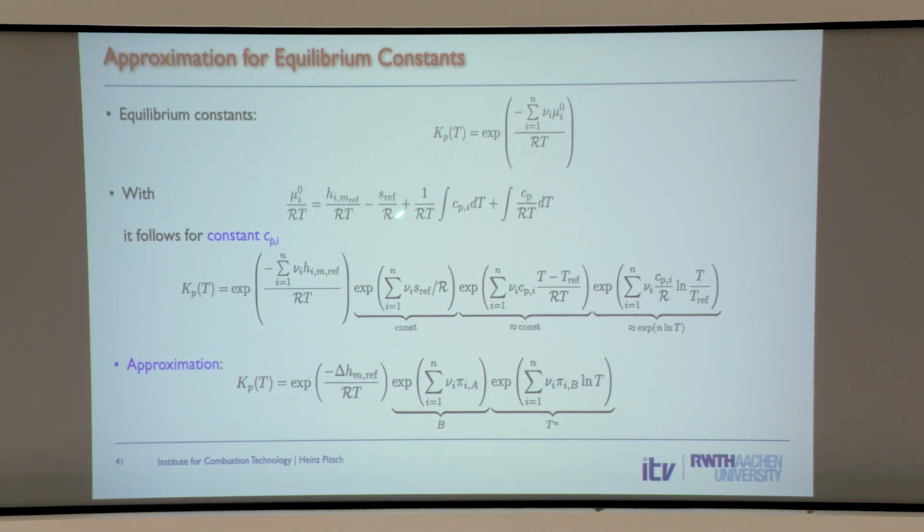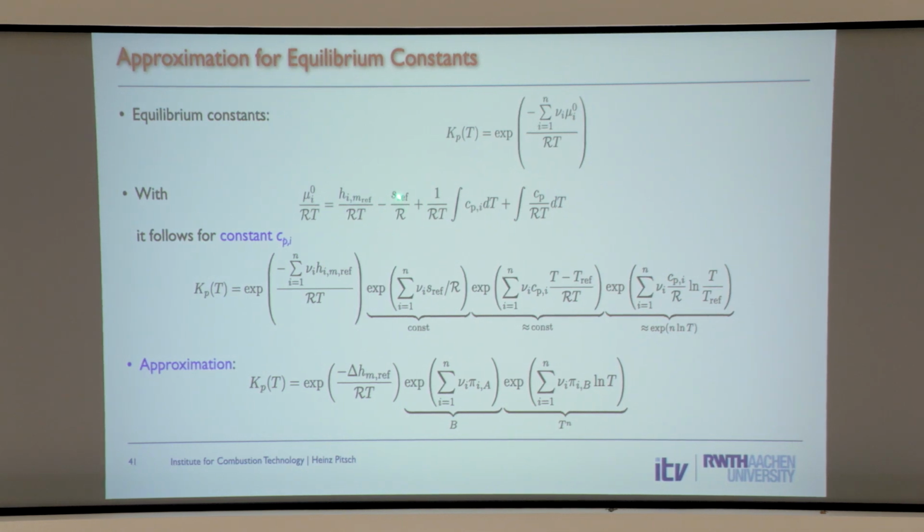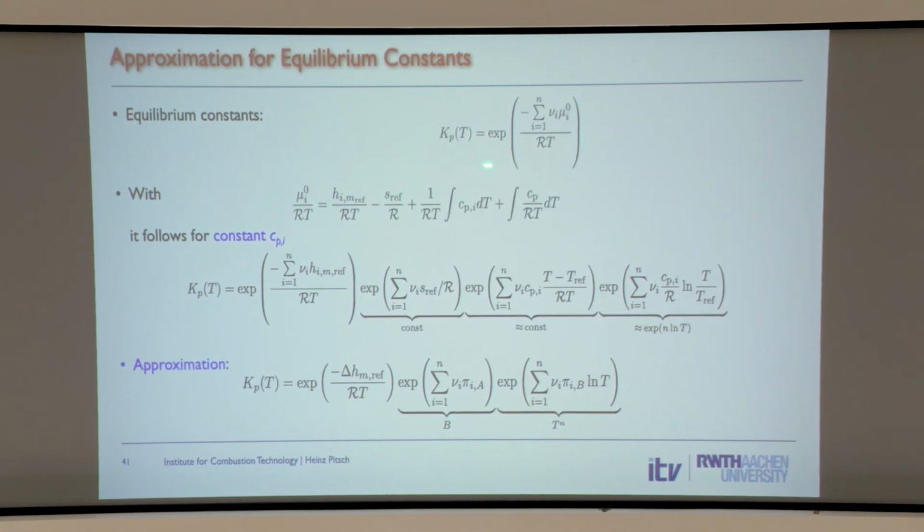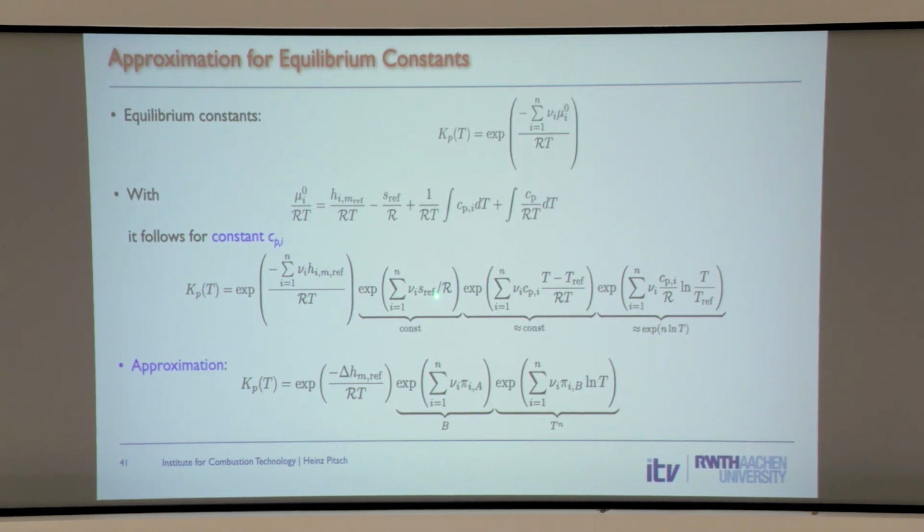The first one just has the enthalpy divided by RT. And you see this is nothing else than the reaction enthalpy. I just call this the reaction enthalpy, and we know how to determine this from the tables I showed you earlier. In the second term, the temperature goes away, and this is actually just a constant. This whole thing is just a constant for each species.